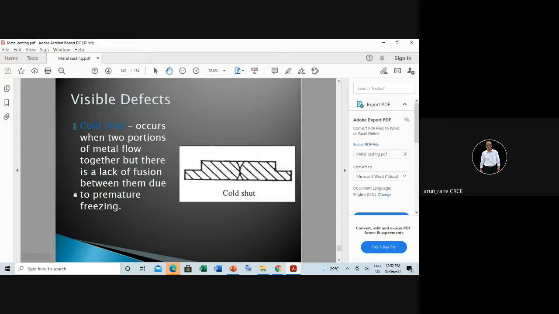See, this feeding is very important. It should be very fast. Suppose it is taking a lot of time, then the material which is already injected will start solidifying. Let's say the filling time is 2 minutes, then the material injected within the first 30 seconds will start solidifying.